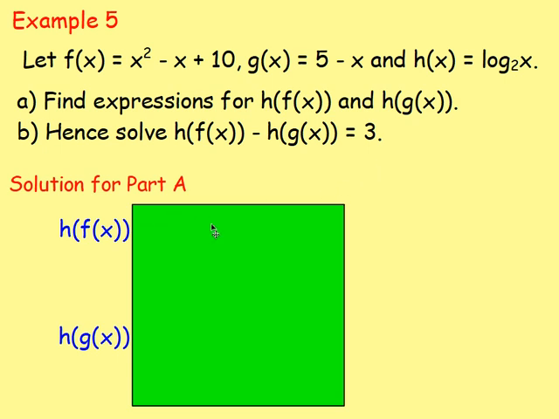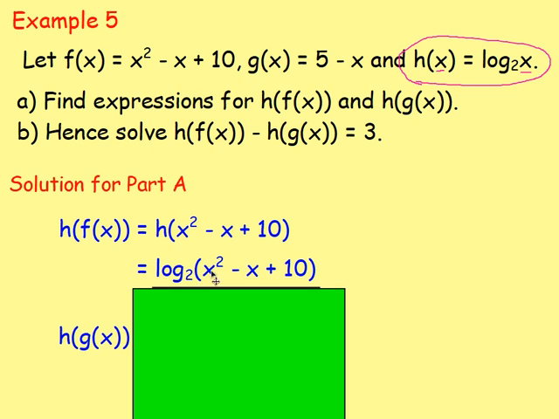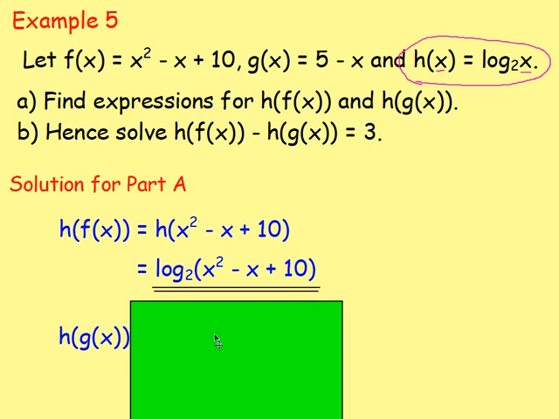So, solutions for part A, h of f of x. Start in the middle, f of x. f of x is x squared, take away x plus 10. So we want h of x squared take away x plus 10. We're just replacing f of x with what it's equal to. In function h, we're replacing the x with x squared take away x plus 10. So on the right hand side, wherever we see an x, replace it with x squared take away x plus 10, which will give us log base 2 of x squared take away x plus 10. And that will be h of f of x.